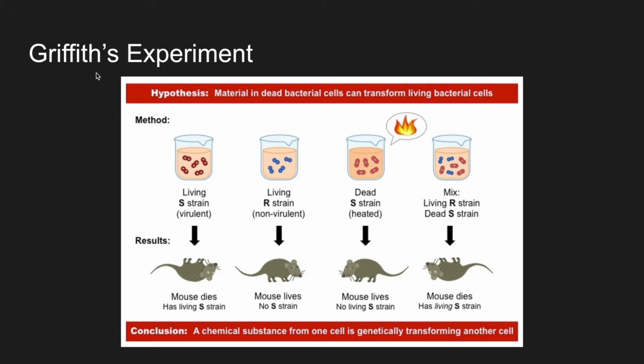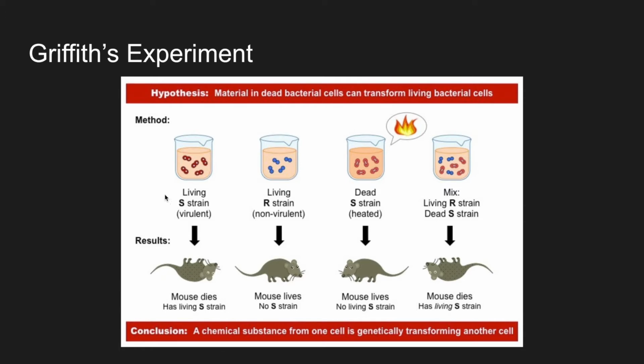What was Griffith's purpose? Well, Griffith was a doctor, and he was dealing with patients, and he found that some of his patients that were exposed to the bacteria were dying, and some of them were fine and lived on. So he performed this set of experiments to figure out why his patients were dying and why some weren't. There are 2 different types of bacteria: the S strain and the R strain.